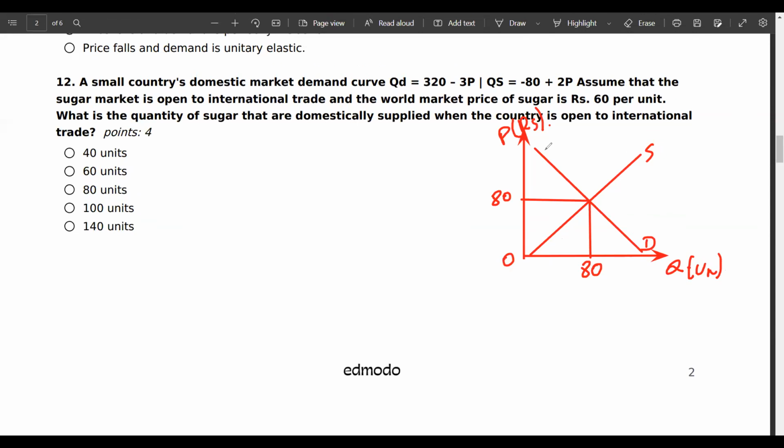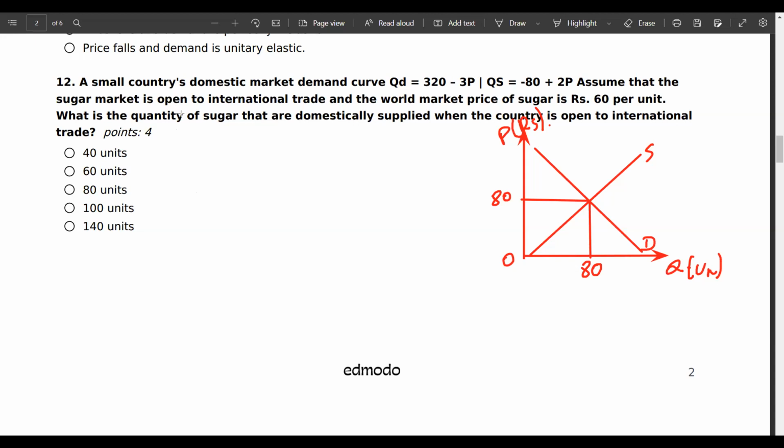Now we come to the main part. Here, the domestically produced sugar, the market equilibrium price is 80 rupees, right? But we are saying in this market, let's say Sri Lanka. So in Sri Lanka, without the world sugar coming in, if it's just Sri Lankan produced sugar, the market equilibrium price is 80 rupees and the equilibrium quantity is 80 units based on domestic demand and domestic supply. That's what we have.